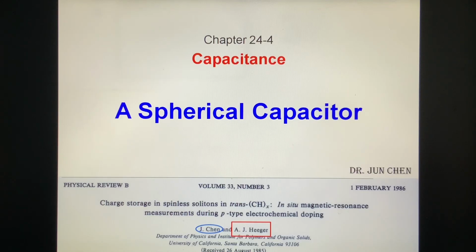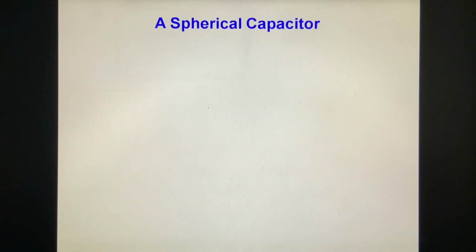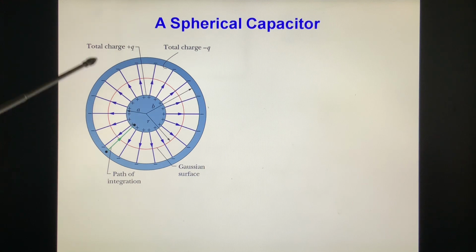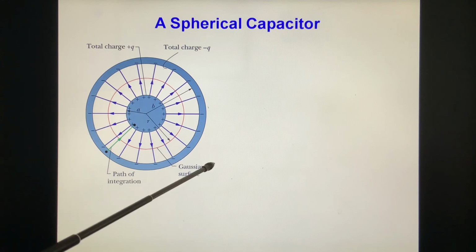A spherical capacitor. The same too, but this is two spheres: inside a solid sphere, outside a spherical shell, with different radii, A and B. We suppose the charge Q: positive Q is inside, negative Q is outside.